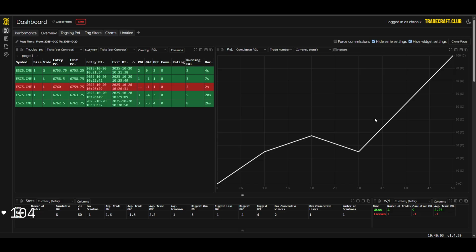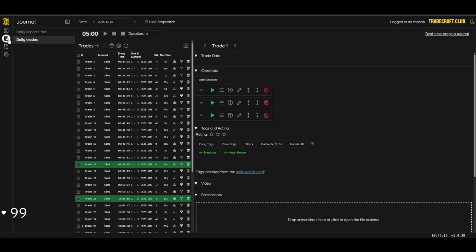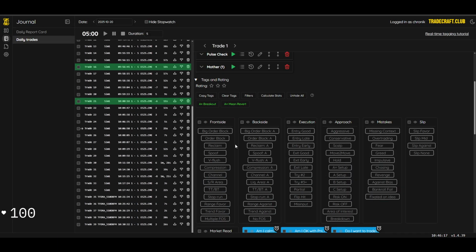My last trade of the day was quite a big one, looks like, or these last two. If I turn markers on, there we go. Yeah, last 2 trades, 3 ticks each. Pretty solid. Let's jump into trades now.